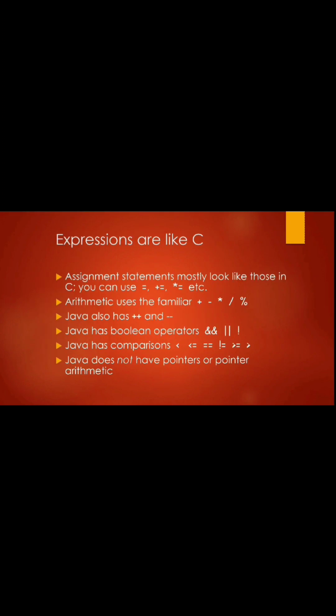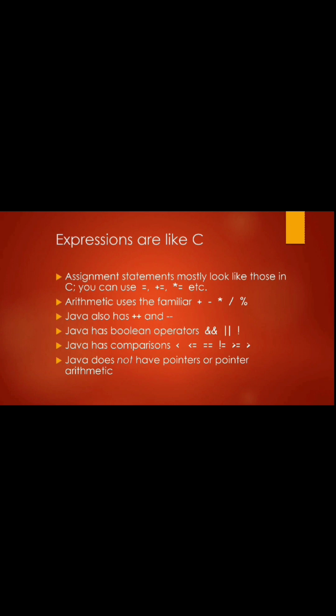So the Java language has some expressions which are like C. The assignment statements mostly look like those in C. You can see equal to, plus equal to, star equal to, etc. And some of the arithmetic operations are plus, minus, star which is multiplication, slash which is division, and percentage. Java also has the increment and decrement operations, plus plus and minus minus. The boolean operators are double ampersand and the negation symbol.